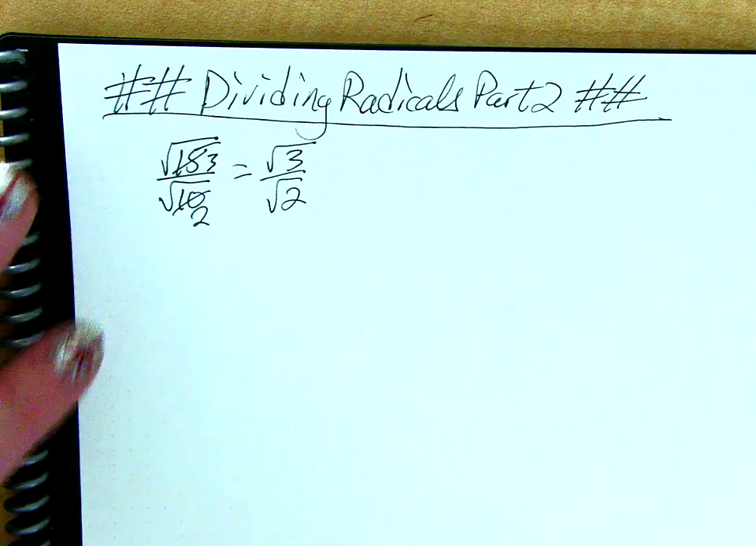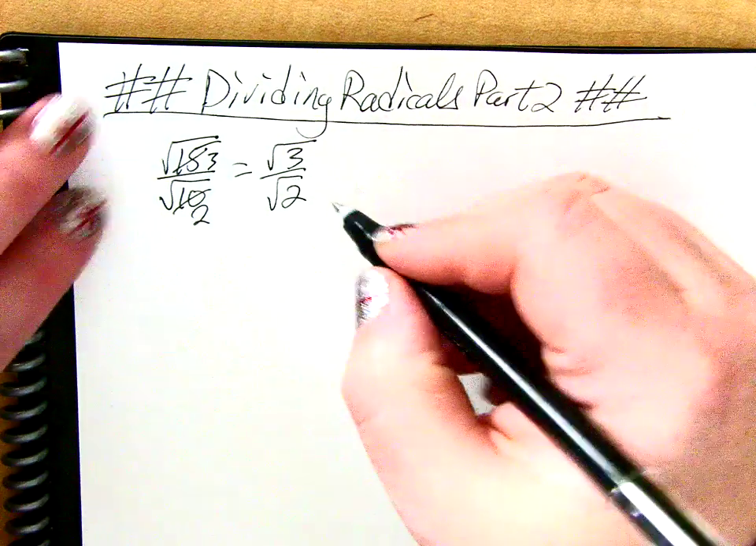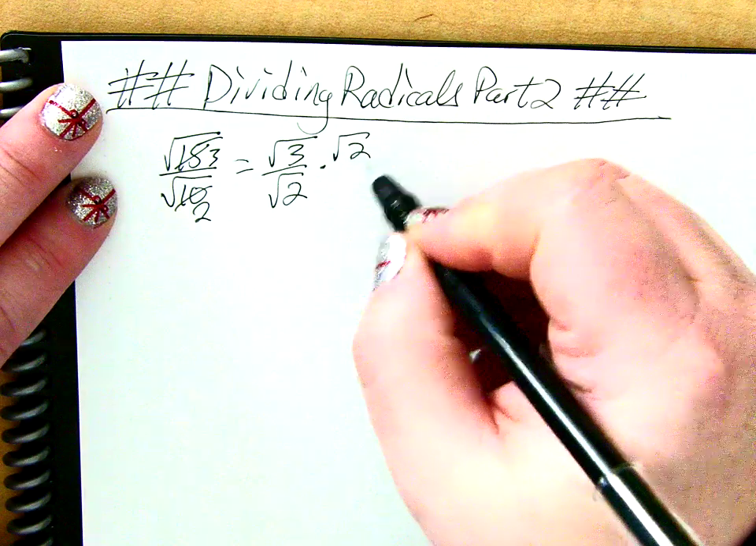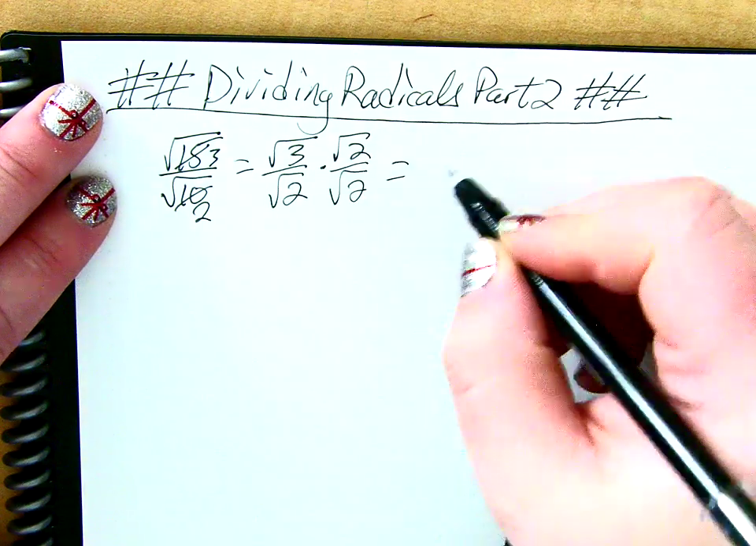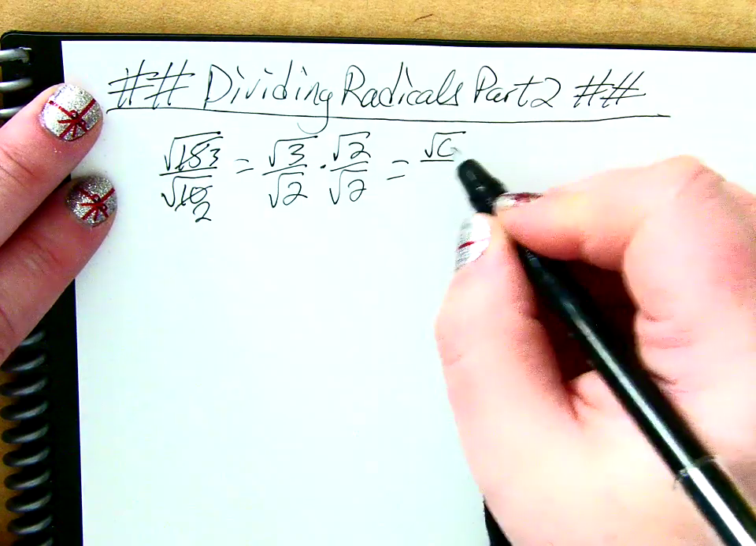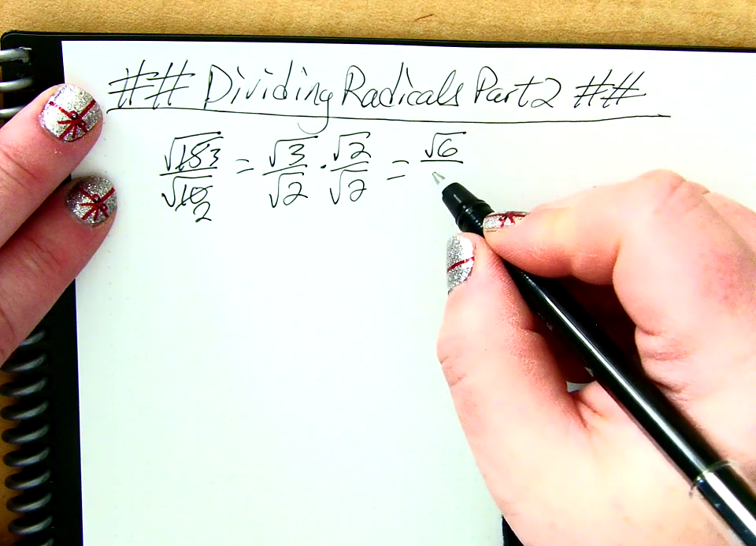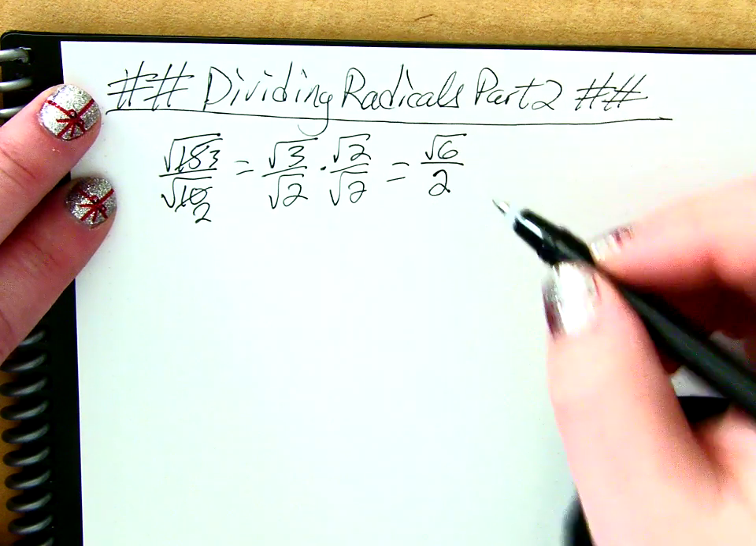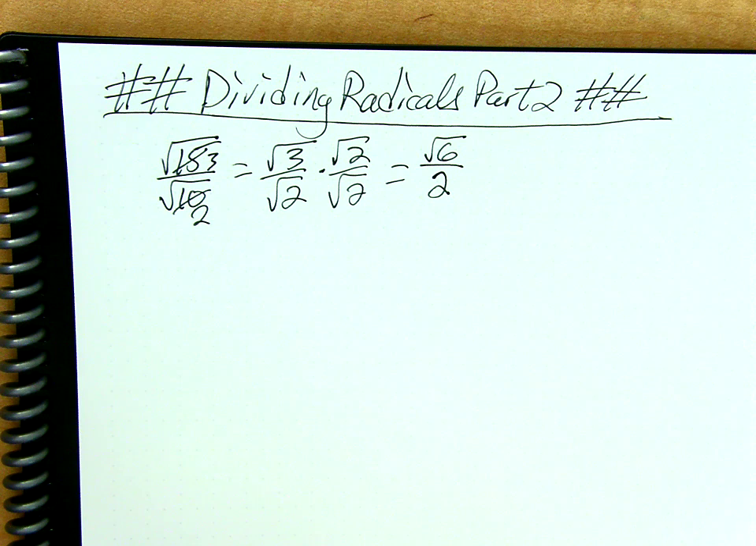I'm still not allowed to leave a square root in the denominator, so to fix it, I can multiply by the square root of 2 over square root of 2. And up top, I get square root of 6, and on the bottom, I get square root of 4, which is just 2, right? So that's what we had learned last time. The same rules kind of apply. I'm basically just trying to get rid of a square root in the denominator, but some weird things might happen.